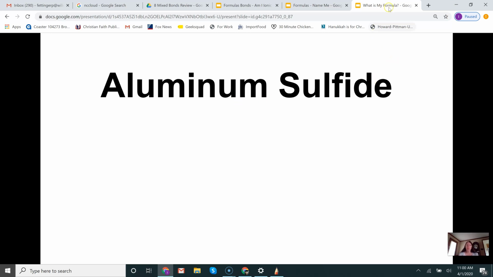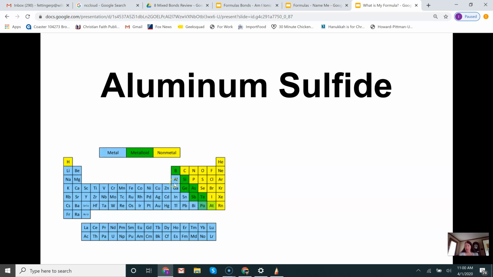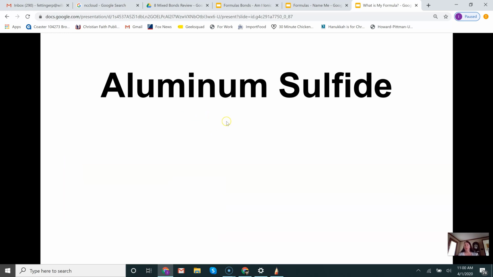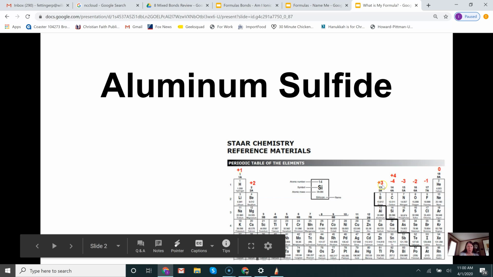But we have aluminum sulfide. So the first step we're going to do with this is determine the bond, which we've done a couple of times now. Aluminum on the left, sulfur on the right. It's an ionic bond. So how do we do formulas for ionic bonds? We use the crisscross method. So we've got to use our charges. Okay, so let's look up aluminum. Aluminum's in group 13. There's that +3 charge. Sulfur's -2. So we have a +3 and a -2.